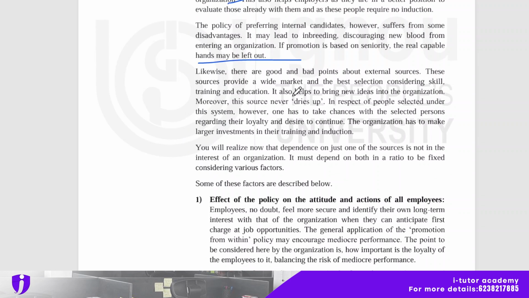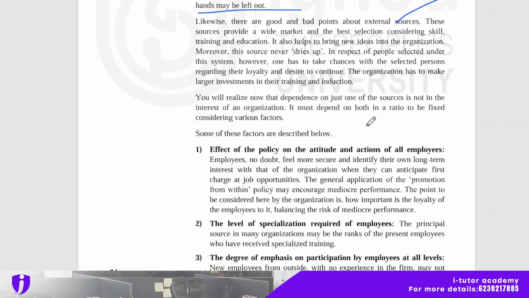Likewise, there are good and bad points about the external sources. These sources provide a wide market and the best selection considering skills, training, and education. It also helps to bring new ideas into the organization. Moreover, this source never dries up.